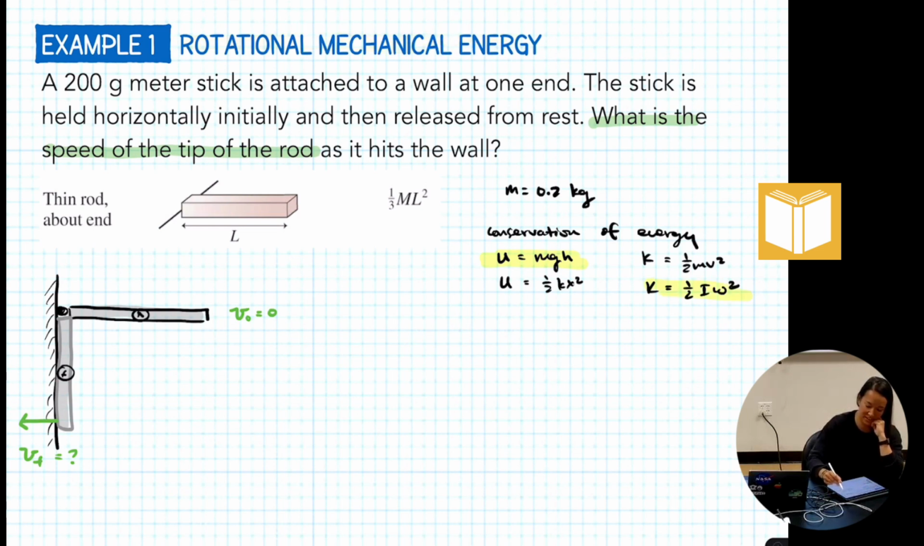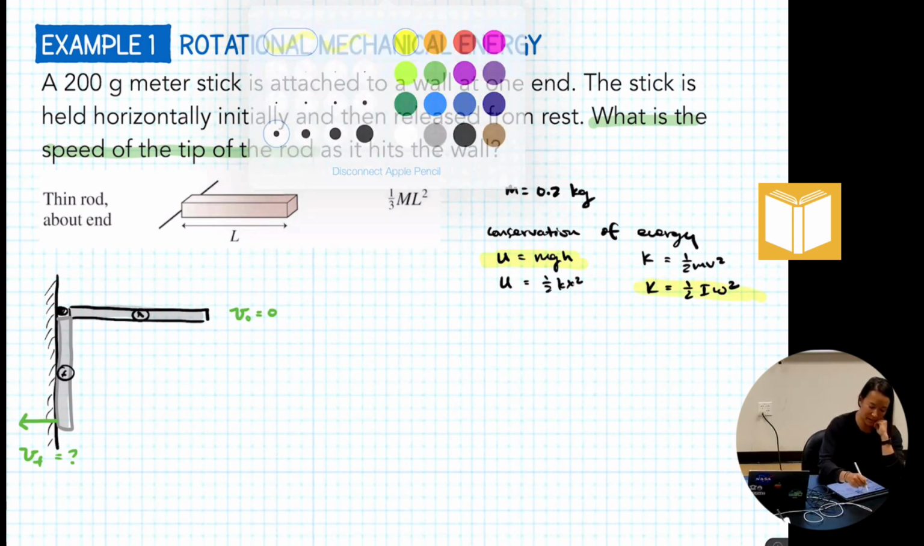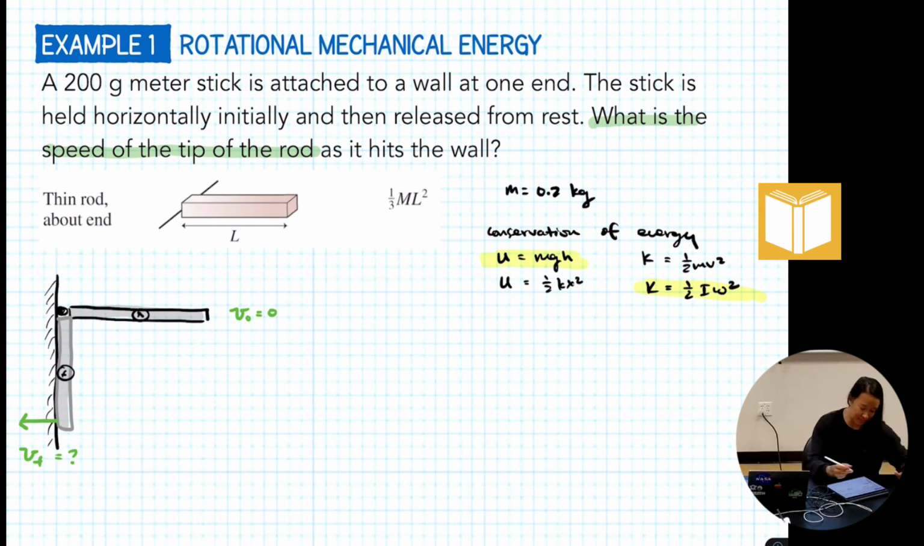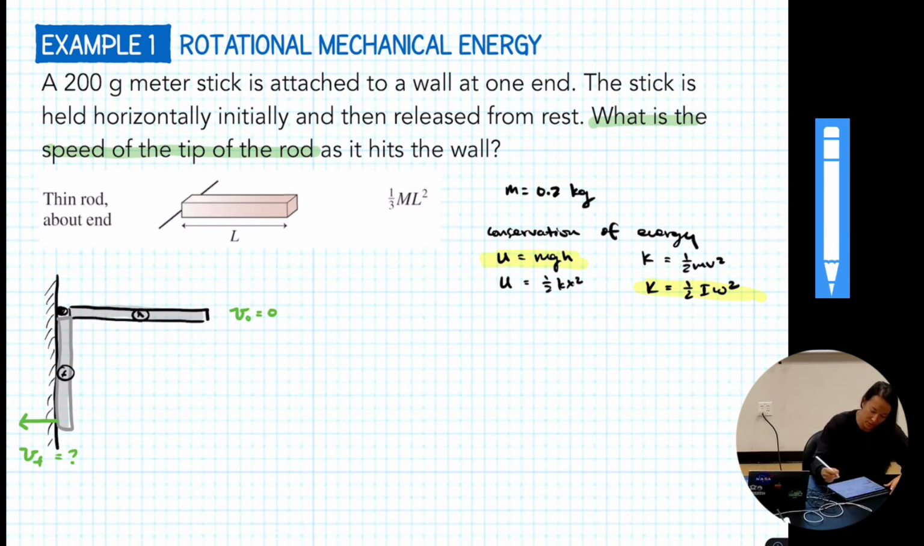So rotational kinetic energy. When we're writing out our equation, at this initial state, what kind of energy do we have, when we're up here? Potential. So when we write this out, we start with mgy. And do we have any kinetic energy? No, it's not moving. We're letting it go from rest.